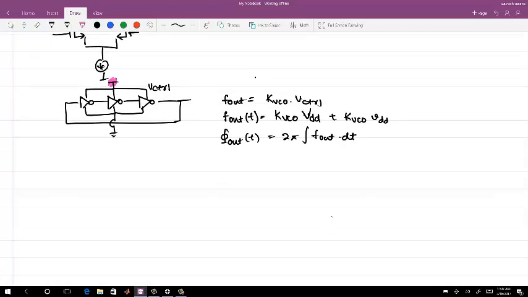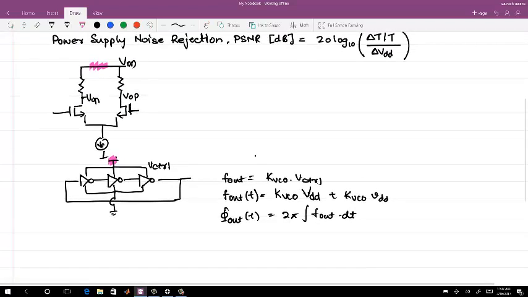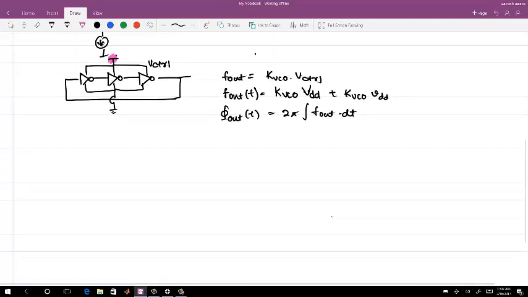That was just a recap of what we talked about yesterday, and now we will look at supply regulation of the VCO.